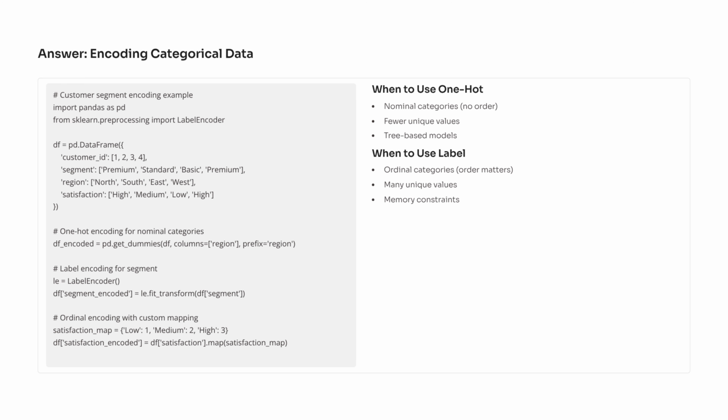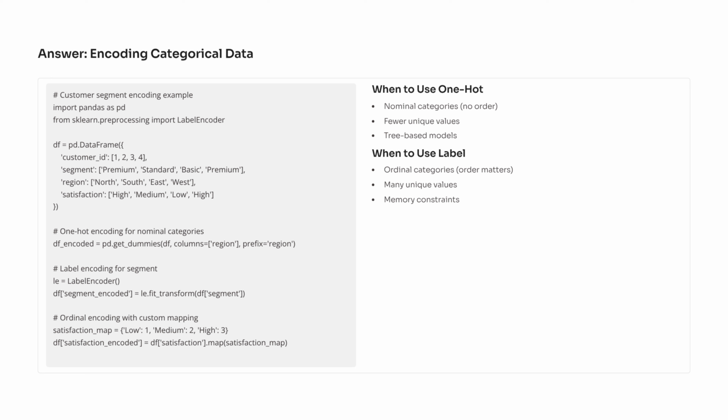Let's make this more concrete with a simple example. Imagine you're working with a small customer dataset. You've got a few columns: customer ID, segment type, region, and satisfaction level. For the region column, since there's no natural order, we use one-hot encoding. We can do that easily in Pandas using the getDummies function, which creates new binary columns for each region automatically. For the segment column, which has repeating text values like basic, standard, and premium, we can use label encoding. The label encoder from the scikit-learn preprocessing library assigns each unique value a number automatically.